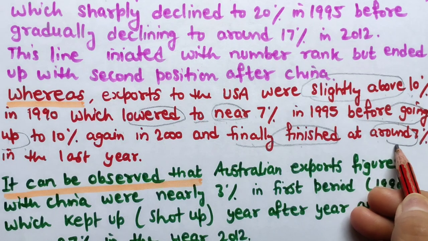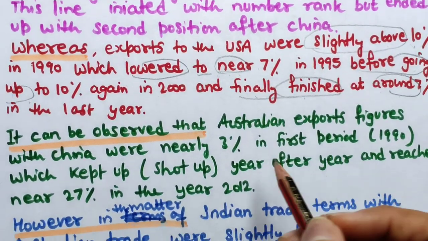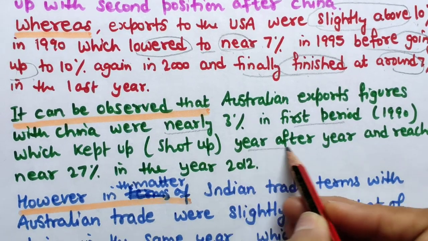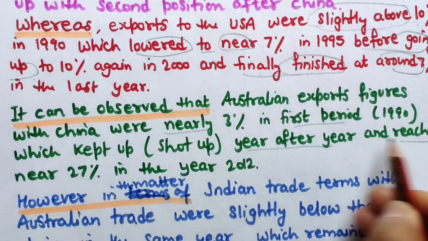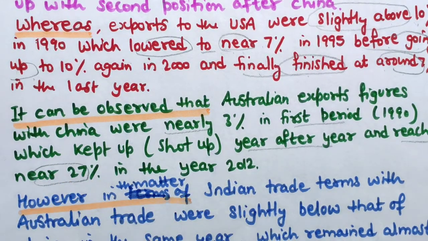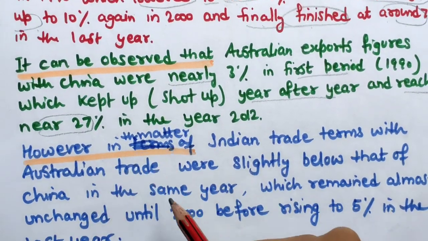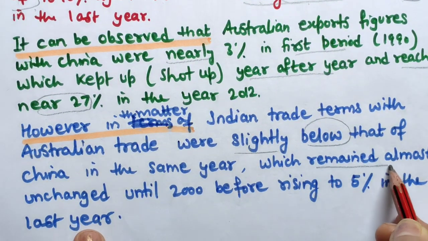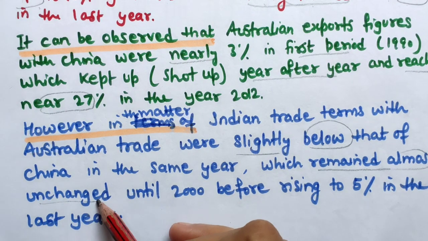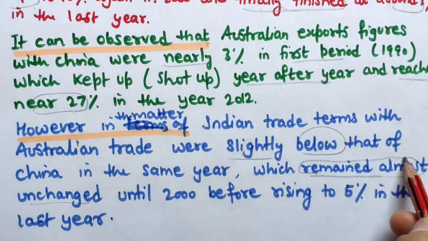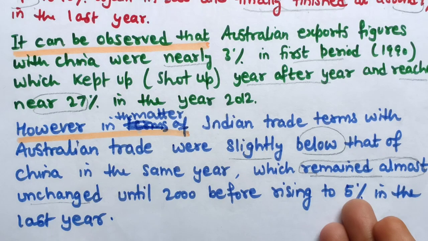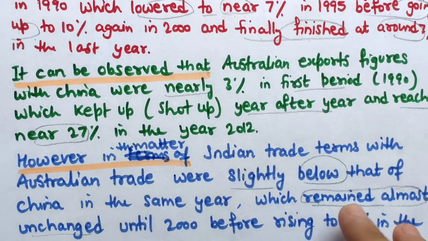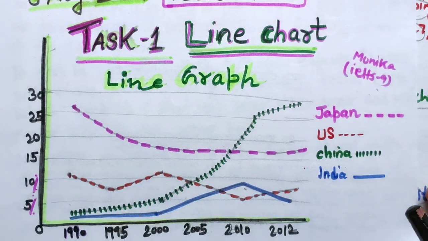At around, see this, these are vocabulary words. Nearly also, first period, year after year. These also reached near 27%. And another slightly below that of China, which remained almost unchanged. This is the main verb. So here, which remained almost unchanged. These are vocabulary words. While showing the answer, I will keep telling you. Let's start this question, that is line graph.